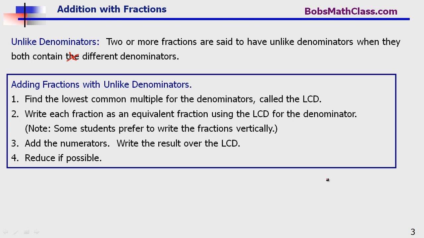So, number one, adding fractions with unlike denominators, when they're different. Number one, find the lowest common multiple for the denominators. And we're going to call it the LCD this time. Instead of LCM, we're going to call it LCD because we're talking about denominators.